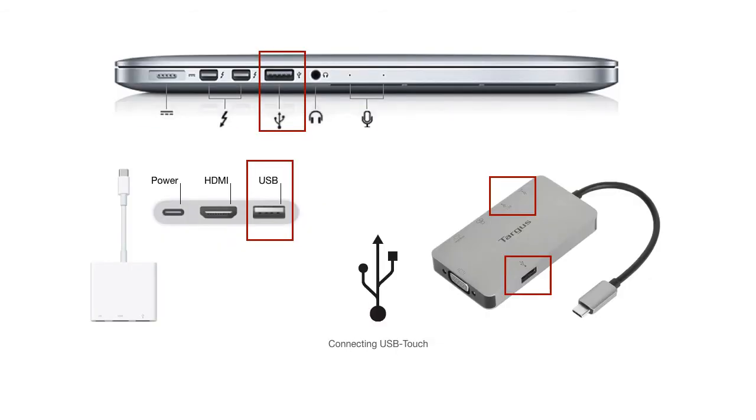To connect the USB Touch cable to your Mac, look for the USB symbol on the sides of your Mac or on your dongle. You will notice that the port is rectangular and marked with the symbol shown on this slide. Please pause the video here to take a moment to connect the USB Touch to your Mac. When you are ready, please press play to continue.